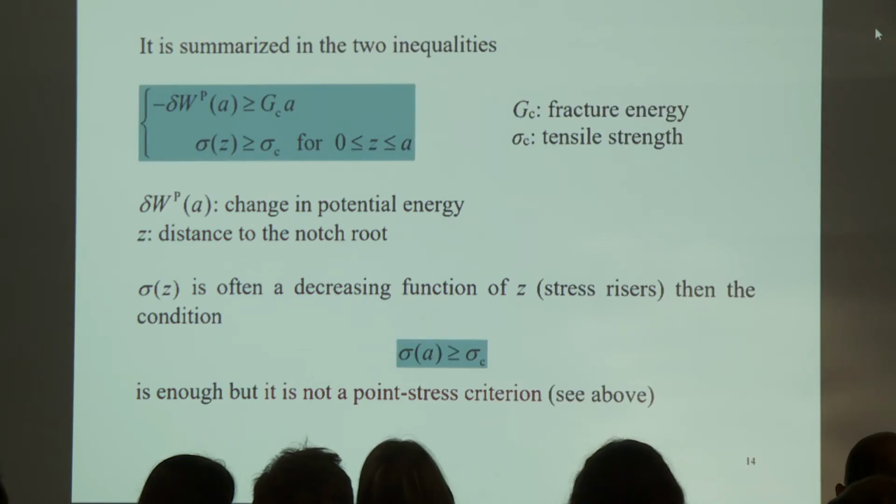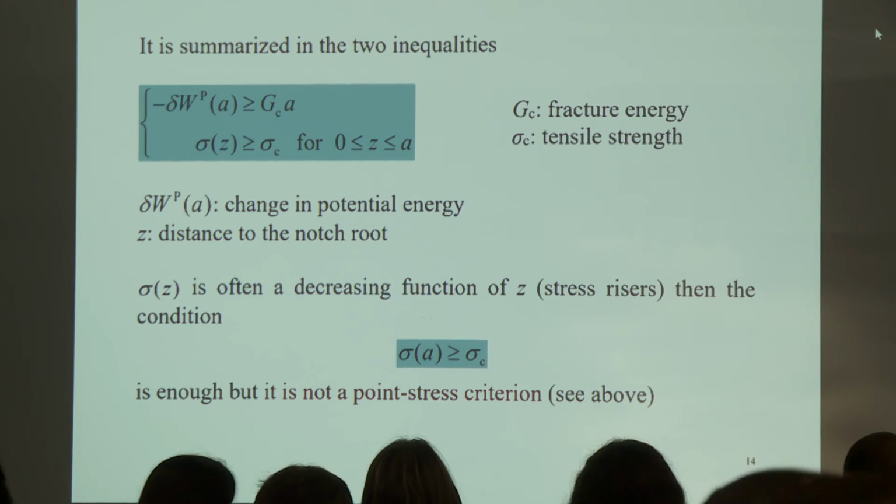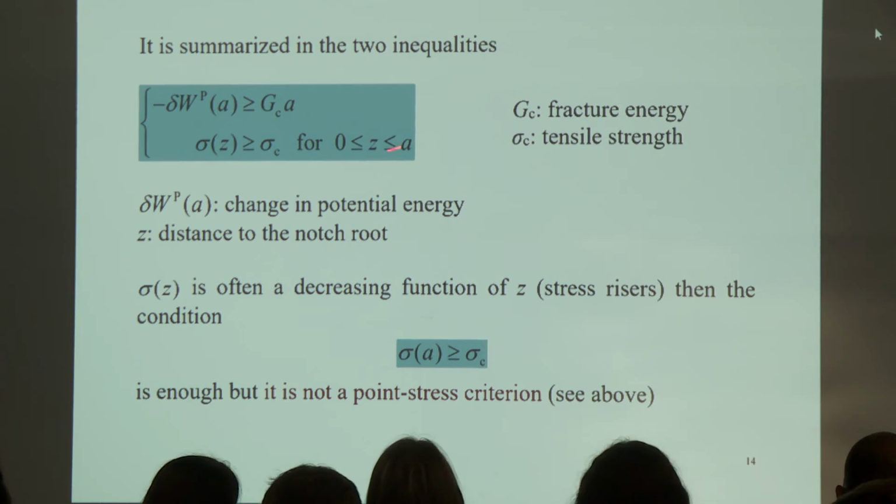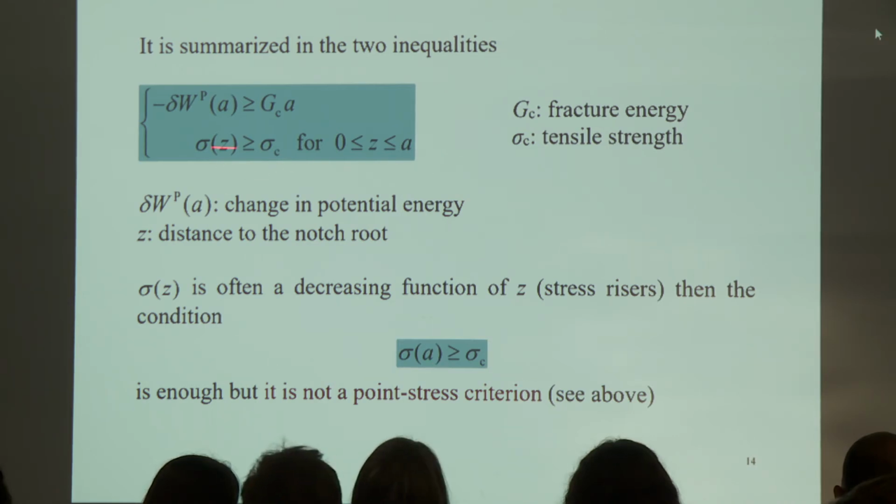So, if we try to summarize, this is the energy condition, and this is the stress condition. In general, sigma of Z here is a decreasing function, okay? When you are approaching the singular point or stress riser, sigma is big and it is decreasing with the distance. So this can be equivalent to this condition. But remember that it is not a point stress criterion, it is simply the consequence of this condition.